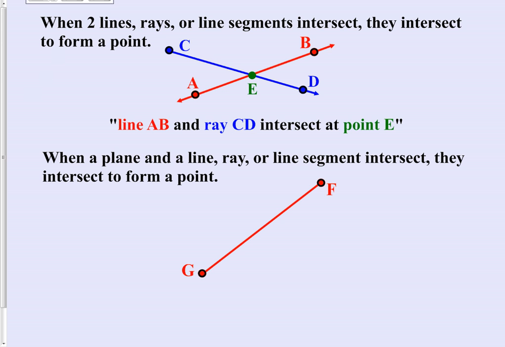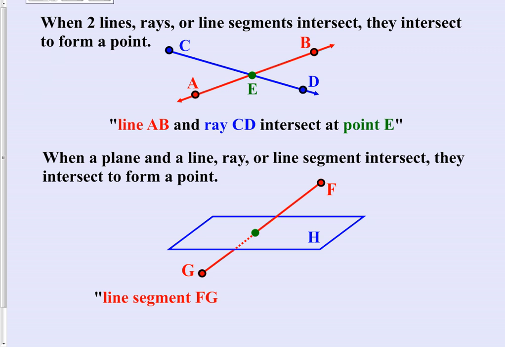There goes line segment FG. Let's say line segment FG passes through a plane, which is plane H in this case. As you can see, once the line segment has made contact with it, the line segment's not coming back. The plane's not going to bend around and hit the line segment again. You only get that one intersection, and that one intersection is a point, in this case, point I.